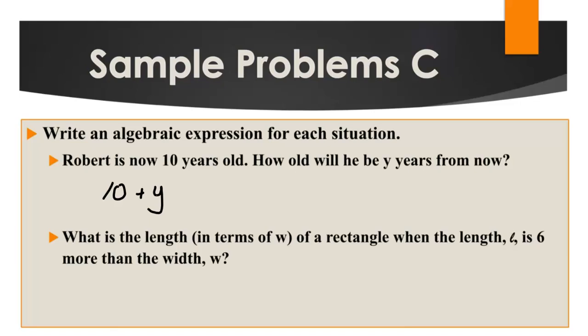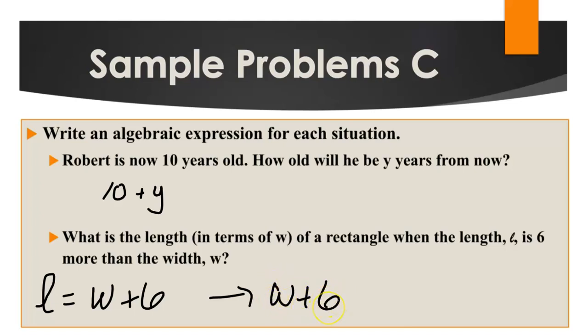Next, what is the length in terms of W of a rectangle when the length L is 6 more than the width W? So we want to find the length when the length is going to be 6 more than the width. So that means the width plus 6. So our expression, our algebraic expression, would just be W plus 6.